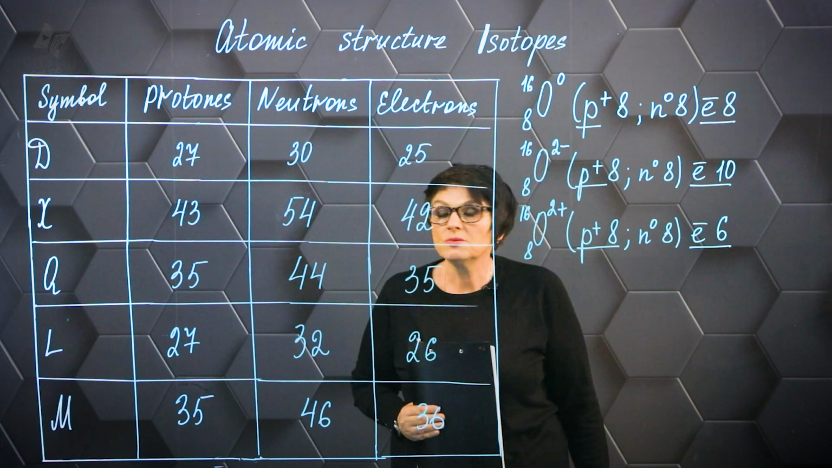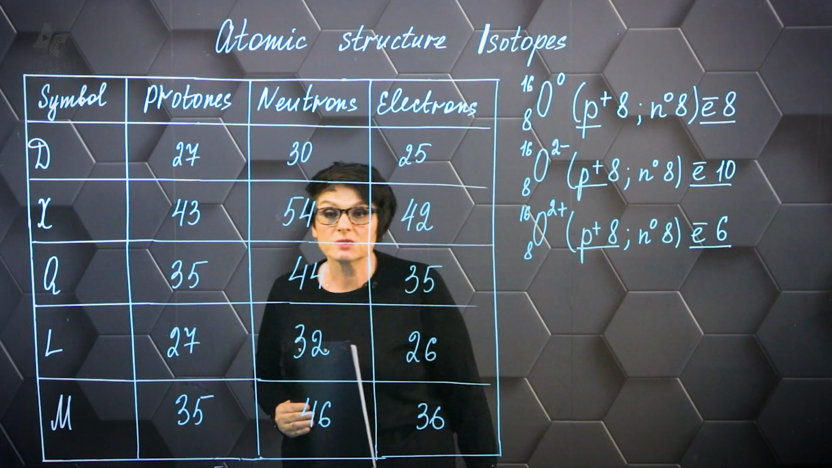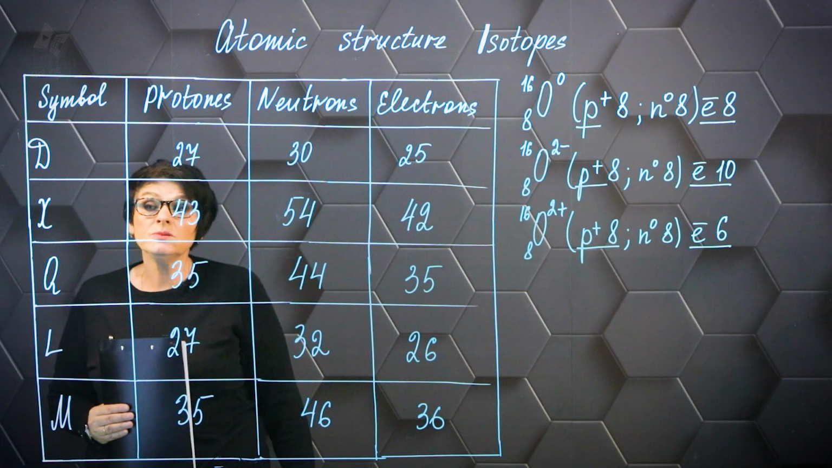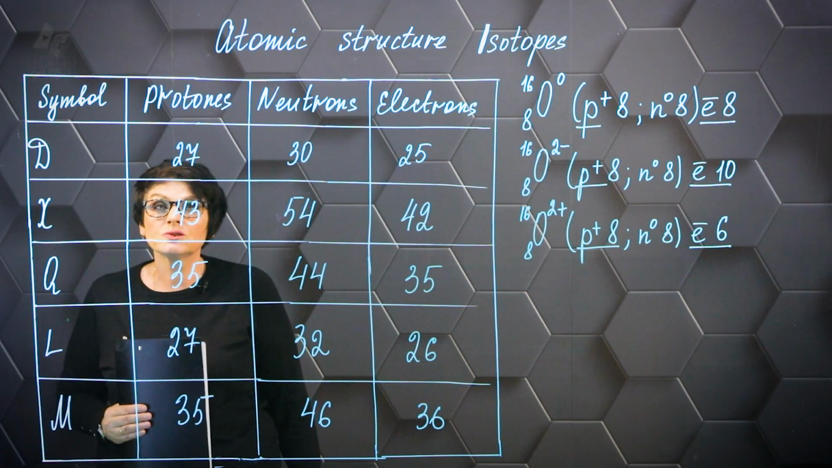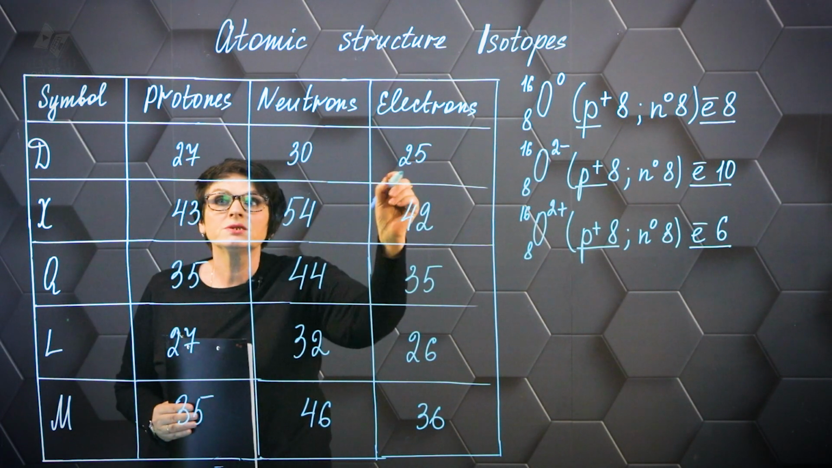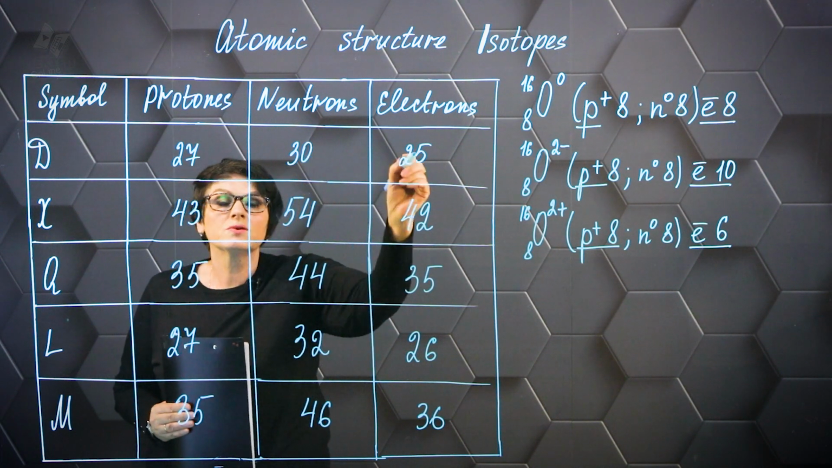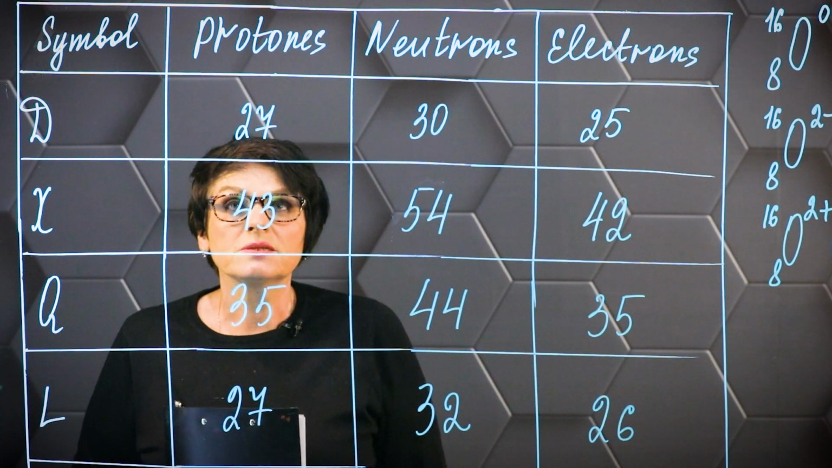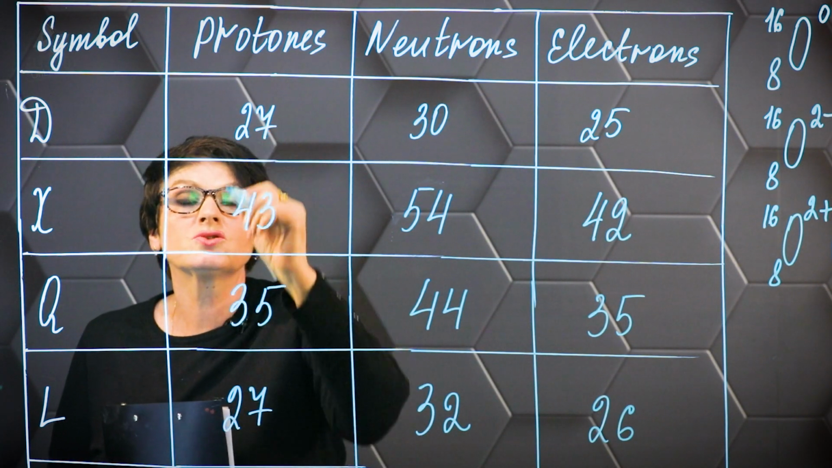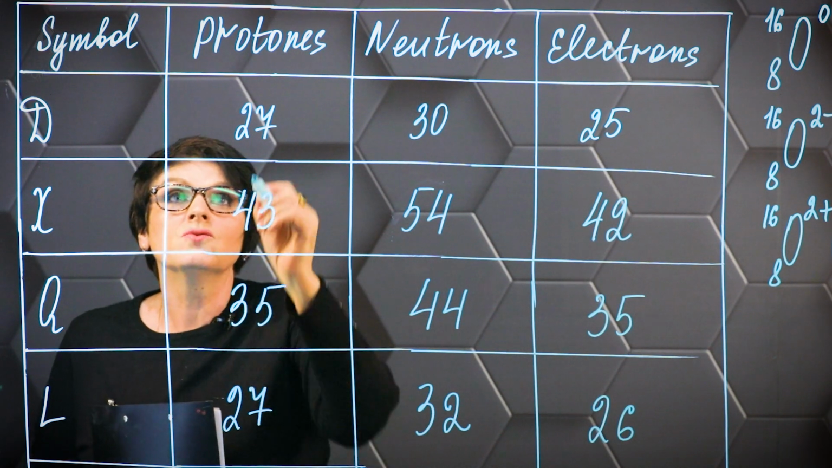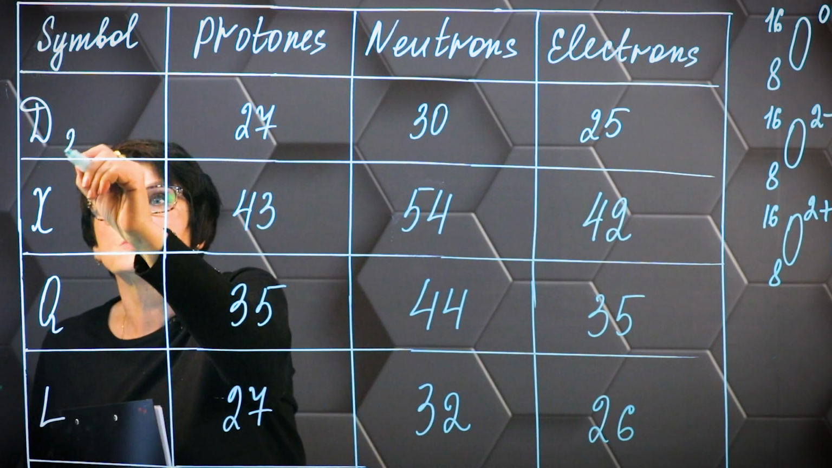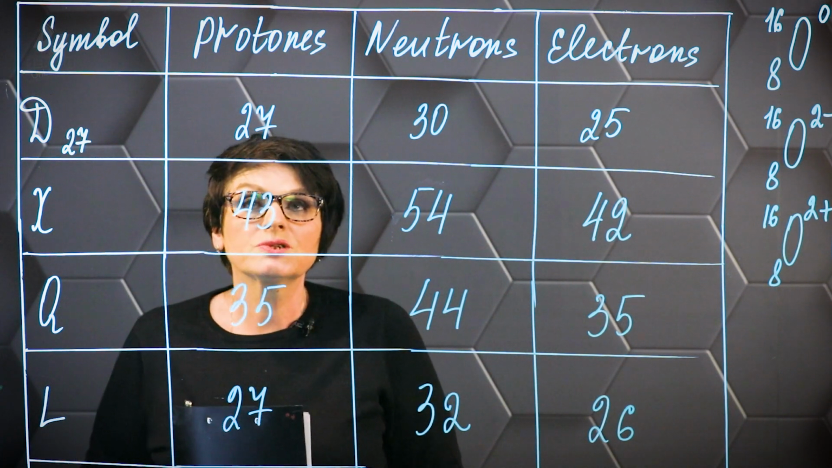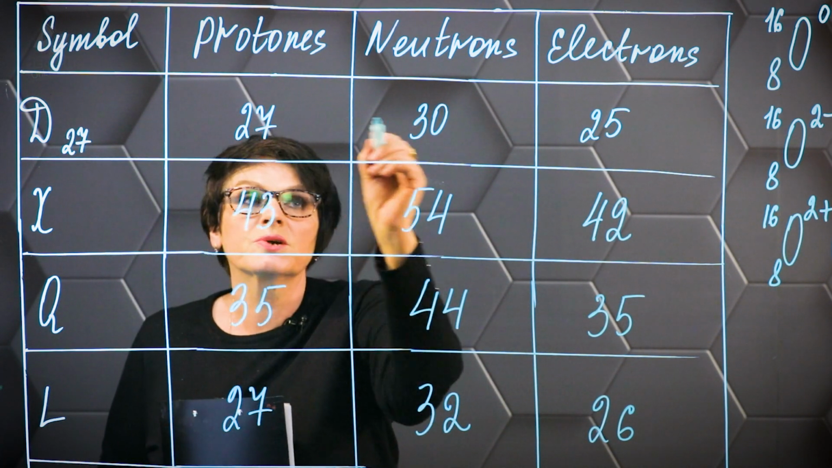Now let's try to do a training exercise of this kind. So here are the encrypted chemical elements whose symbols we need to identify. For each of these particles, the number of protons, neutrons and electrons is given. Based on this, we will determine which element is taken. So first, let us determine that for element D, we have the number of protons, 27. So its serial number, atomic number, is equal to 27. To determine its mass, we add up the number of protons and neutrons. That would be 57.